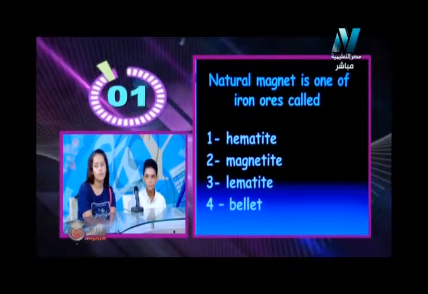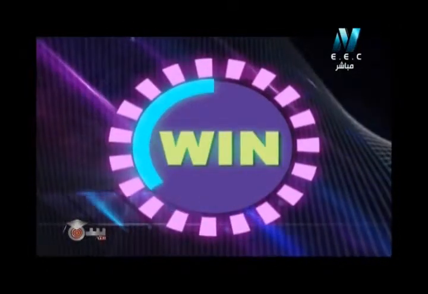Okay? So again, the question says natural magnet is one of the iron ores called magnetite. Magnetite. Very good. Magnetite هو نوع من خامات الحديد اللي بنسميه الخام المغناطيسي أو natural magnet أو magnetite. So again, natural magnet is one of the iron ores called magnetite. So now I will ask another question related to this question.